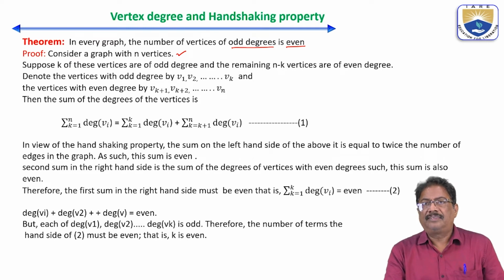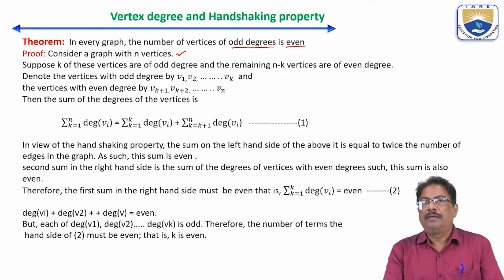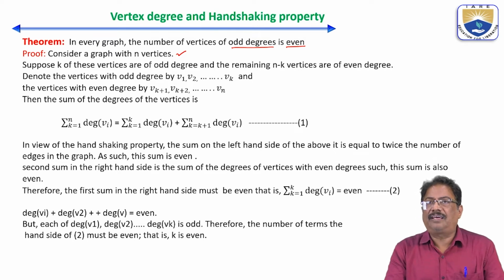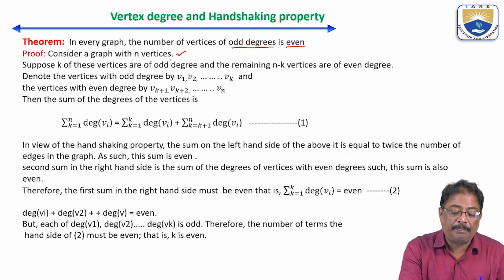So, in this n number of vertices, some of the vertices' degrees are odd and some are even. So, we are going to take all the odd degree vertices from the beginning and the even degree vertices at the end. Without loss of generality, I am going to consider the first k vertices to be of odd degree.